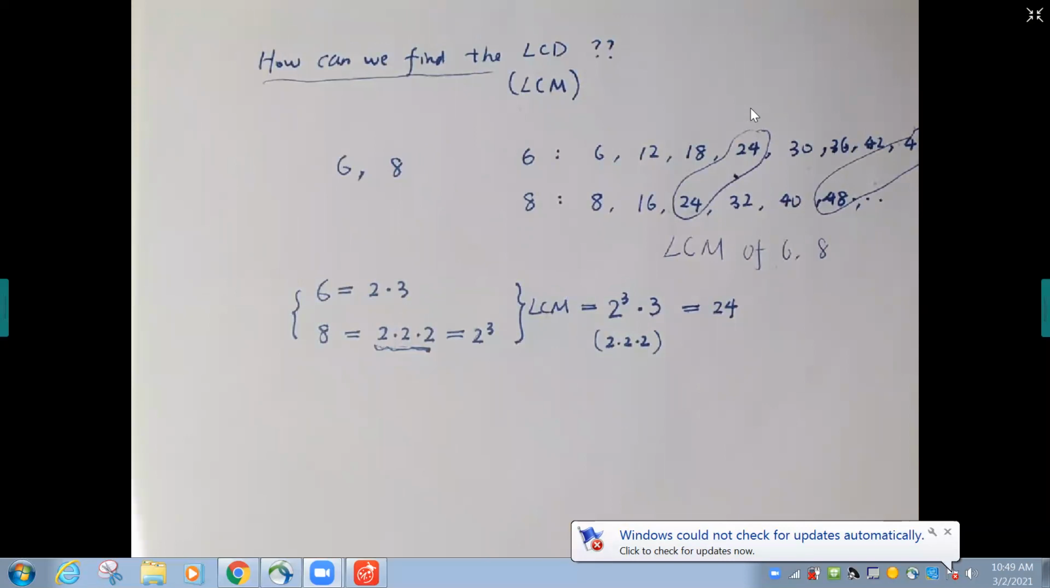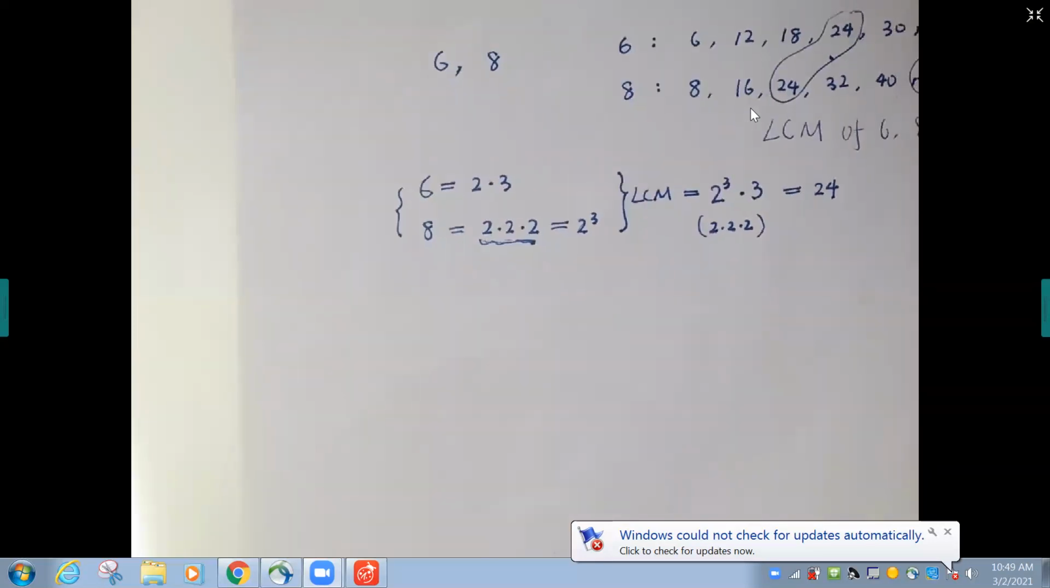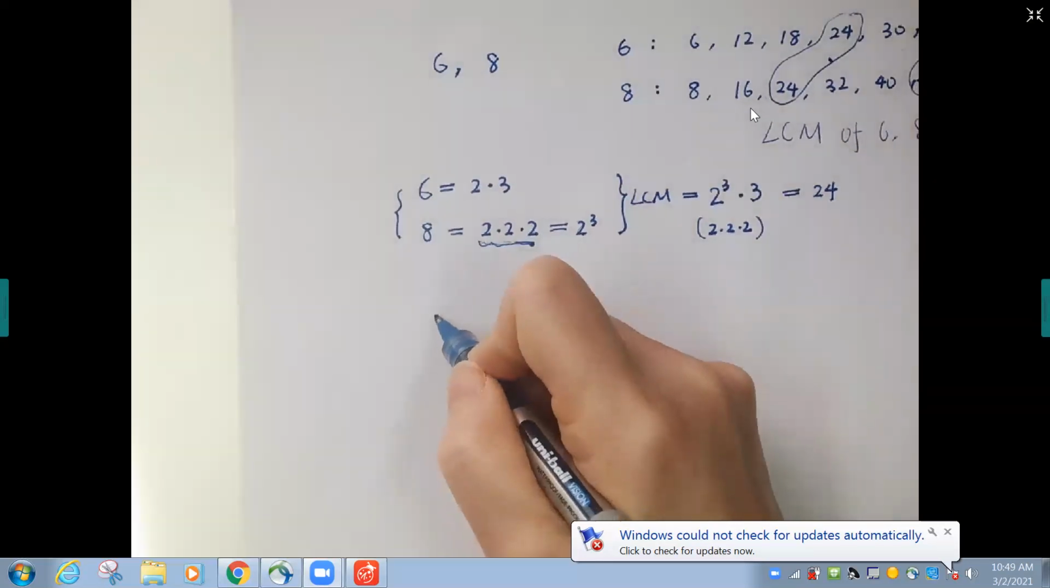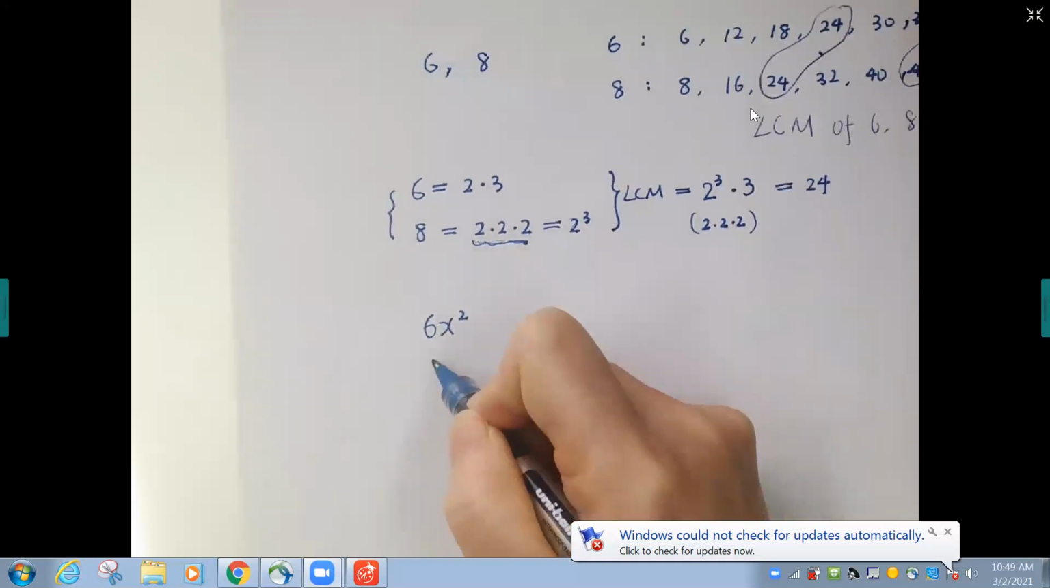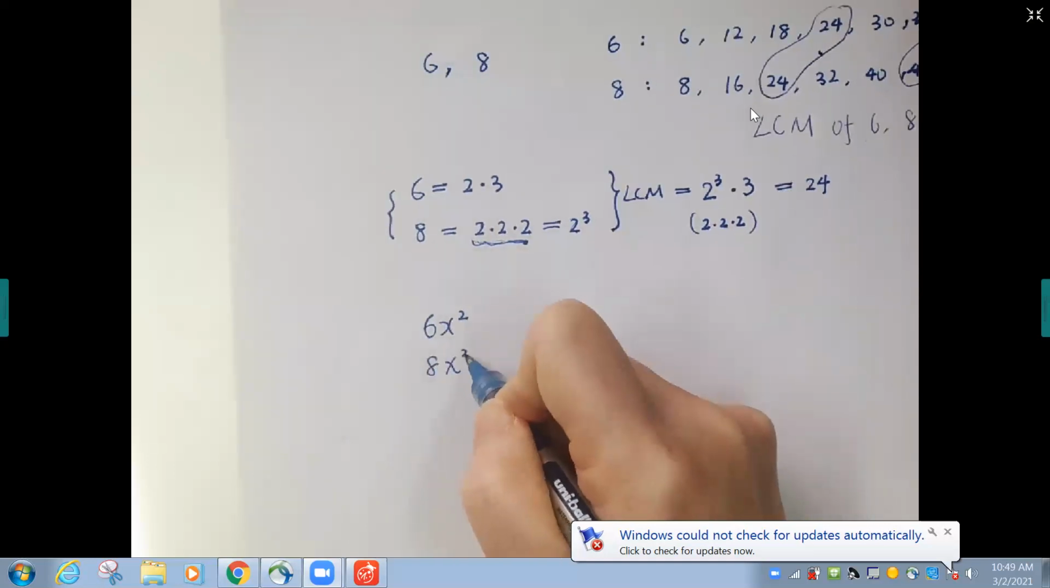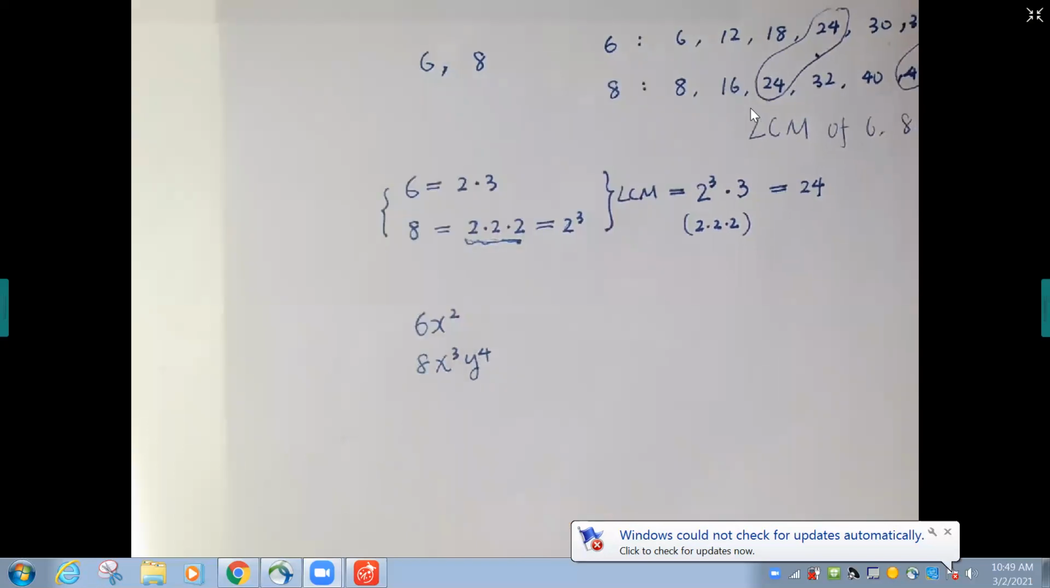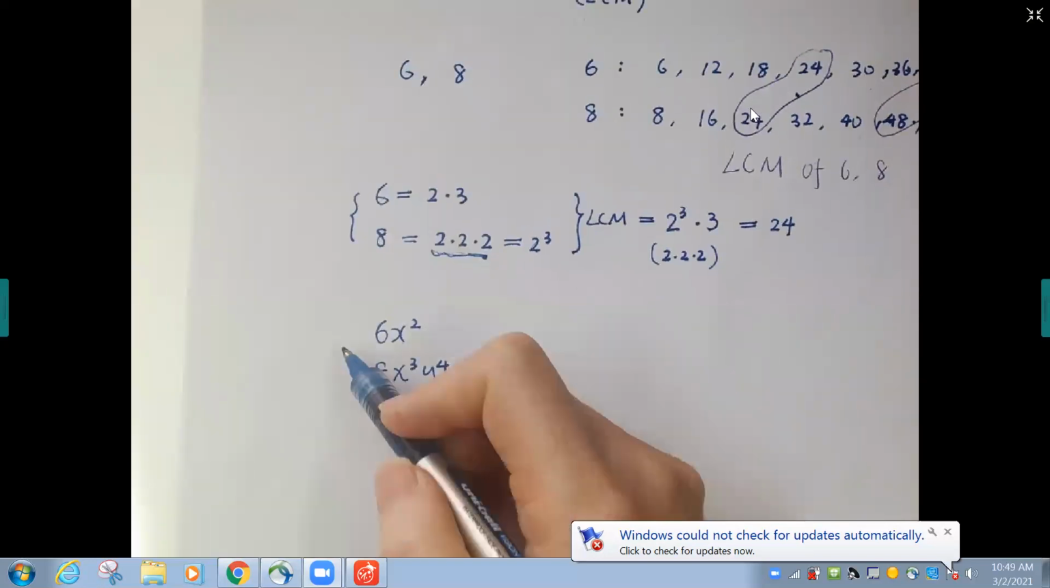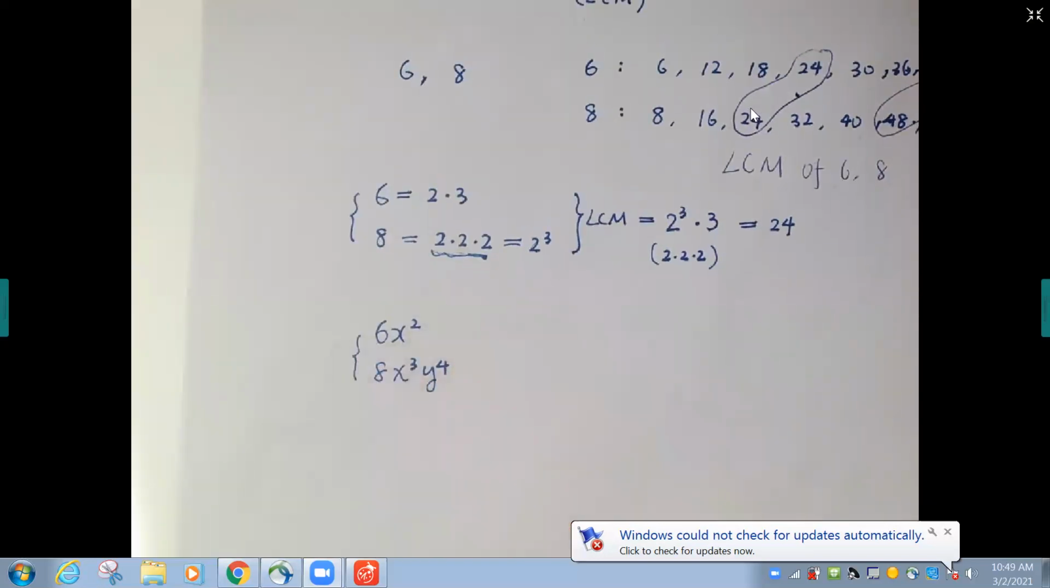Let's start with monomial. A monomial is just a one-term polynomial. So what I have here is 6x squared and 8x to the third, y to the fourth. So I have 2 monomials now. I want to look for the least common multiple of those 2 monomials. How do I look for this? For all polynomials or monomials, we do the same thing.